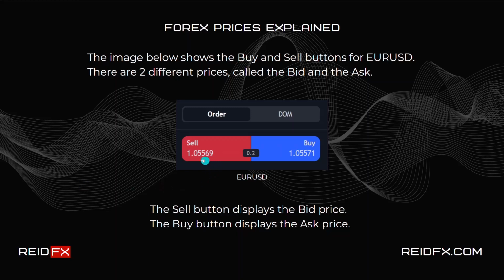Now the sell button displays the bid price and the buy button displays the ask price. If you click this button, what you're saying is you want to buy right away at market with what's called a market order, and I'll explain that in another video. But you're basically saying you want to buy at the best available price right now, which is the price displayed here. And if you want to sell right away, you want to sell at the best available price in the market right now, which is this price here. So let's see where those prices come from.